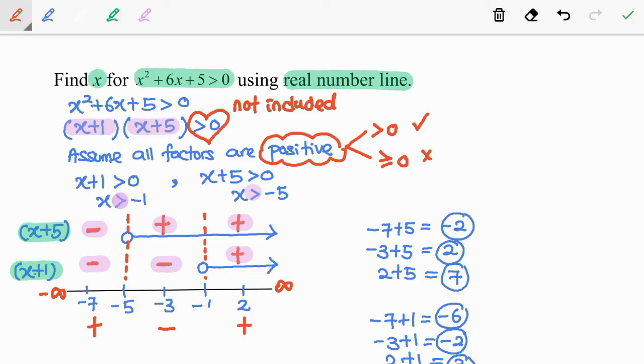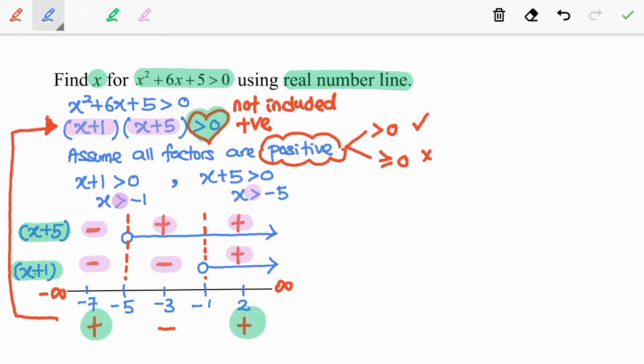Now, to get the region, so you have to refer to this step and look at the sign over here. Given greater 0, greater refer to positive value. So means that our answer is positive. So these two regions will be our answer.